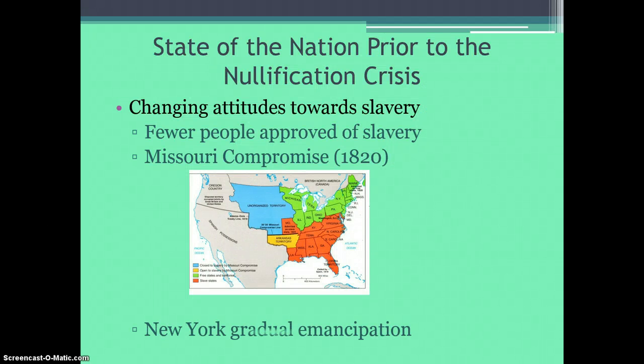Slaves gradually being emancipated in New York also had a large effect on how people felt about slavery.